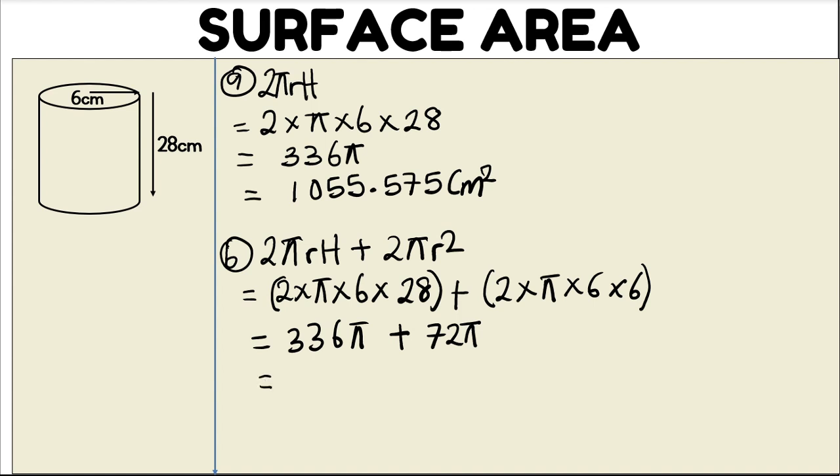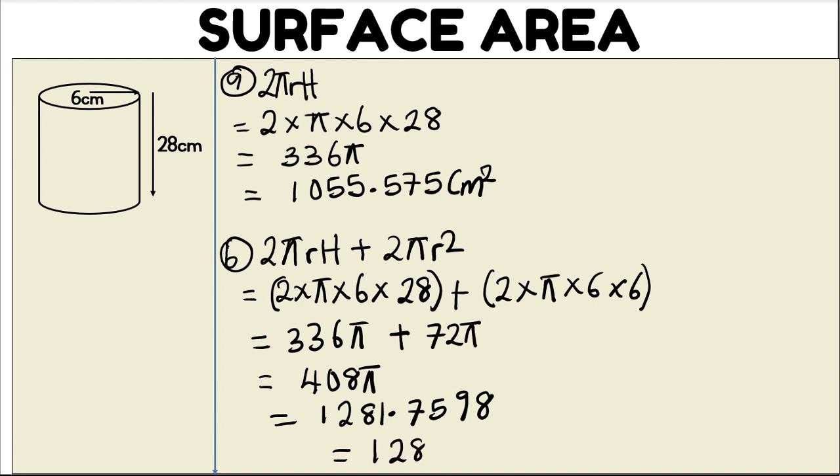And that will give us a total of 408 pi, which will leave our answer to be 1281.760 cm square. Now this is how to find the surface area of a cylinder if both ends are closed.